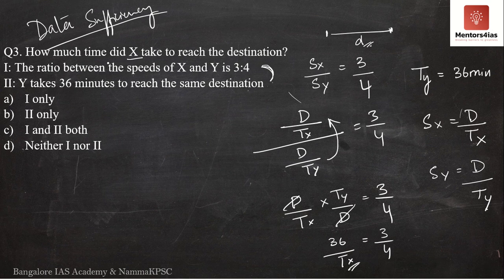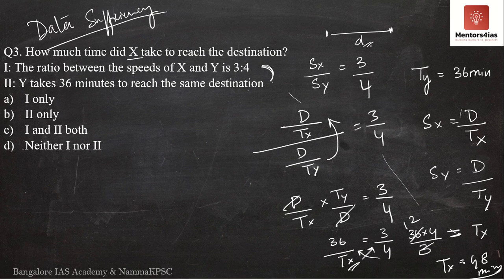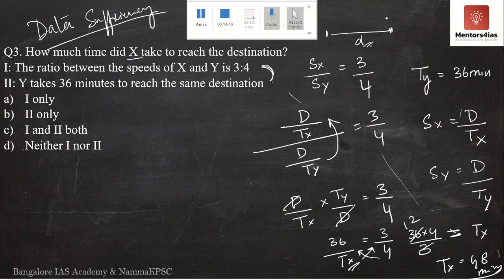The question is asking for the time taken by X to reach the destination, so we have to determine tx. So I take tx over here, I take 4 over here. So it is 36 into 4, and I take 3 over here, divided by 3 is equal to tx. 12 3s are 36, 12 4s are 48. Therefore, X takes 48 minutes to reach the destination. Obviously, right? The speed is less, therefore the time taken will be more to reach the destination.